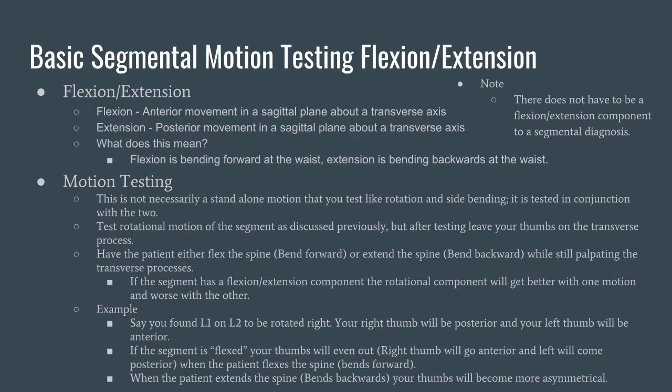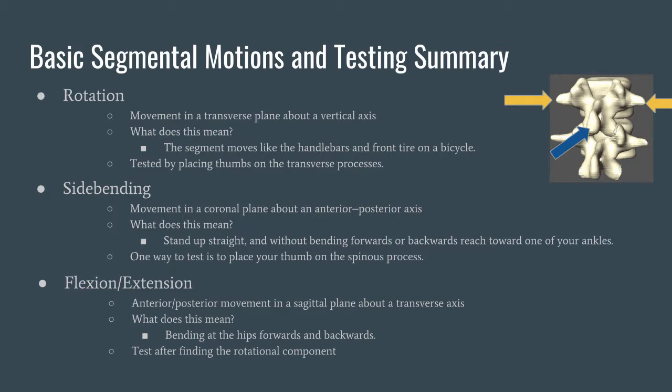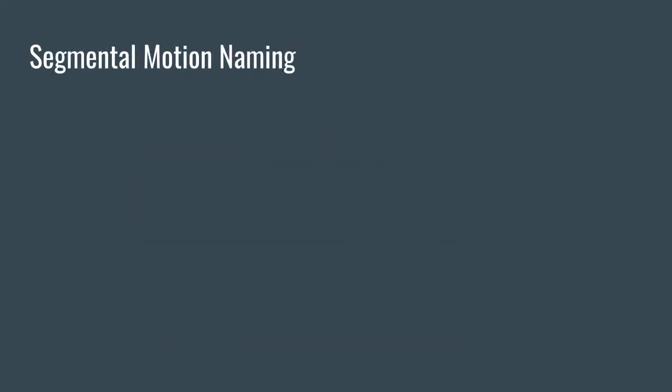After you finish this video, come back to this part and see if you can write the name for this segment's motion and figure out whether it's a type 1 or type 2 dysfunction. This is a summary slide that just summarizes everything for a quick reference.